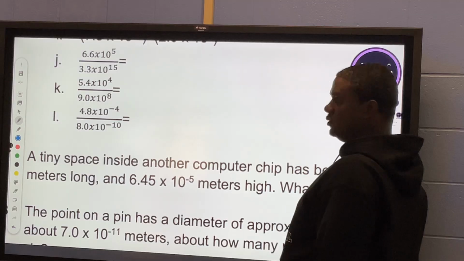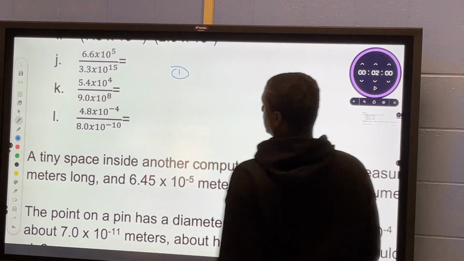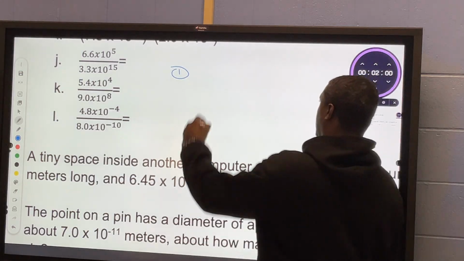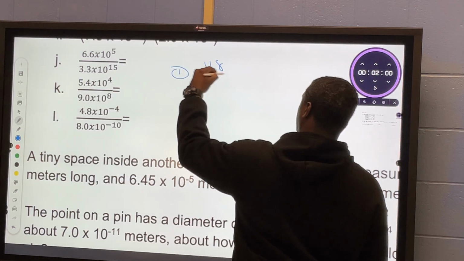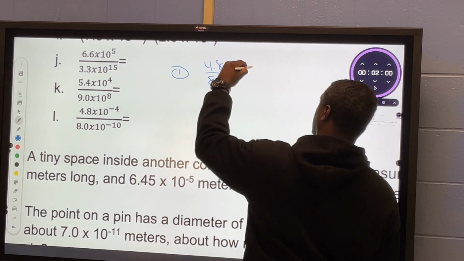Alright. Step 1. 4.8 divided by 8.0. What is that? 0.6.